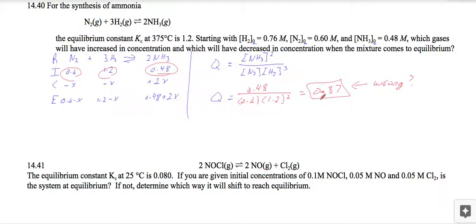I do know that this answer is smaller than 1.2, and since it's smaller than 1.2, that means that, in terms of our fraction, we don't have as much of the products as we need. So it's smaller than this, which means to get to this, we have to increase this top number. That top number has to go up, which means that this is going to shift from reactants to products to reach equilibrium. All right.